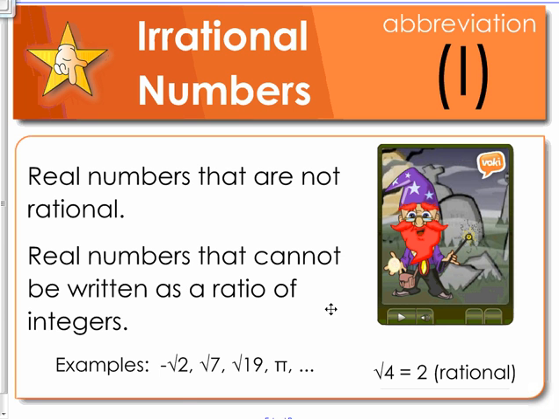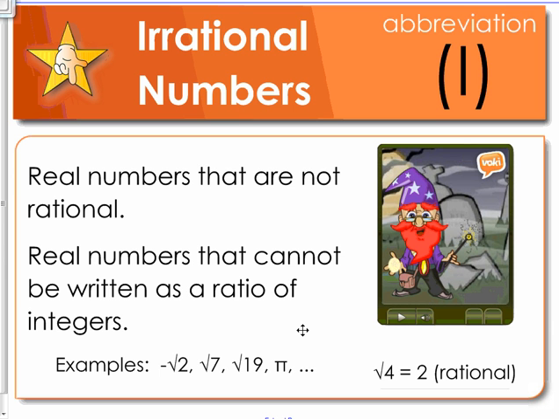So for example, negative square root of 2, square root of 7, the square root of 19. Pi is considered an irrational number. The reason is we don't know where pi ends. Hasn't been discovered. We don't think that there is an end. It goes on and on.